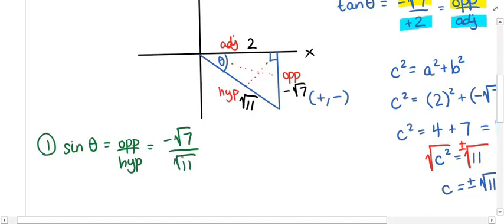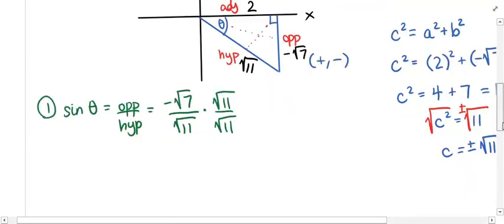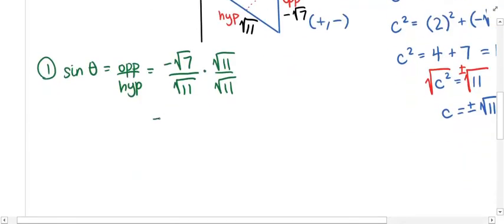We do need to rationalize the denominator here. So I'm going to multiply the top and bottom by the square root of 11. Now we're going to multiply across the top and multiply across the bottom. This is going to be negative square root of 7 times the square root of 11.